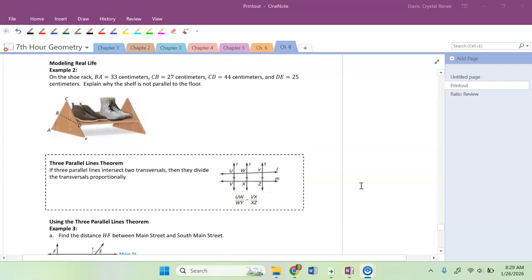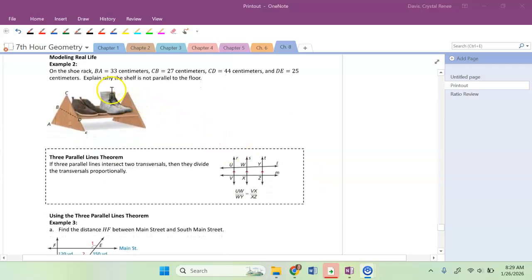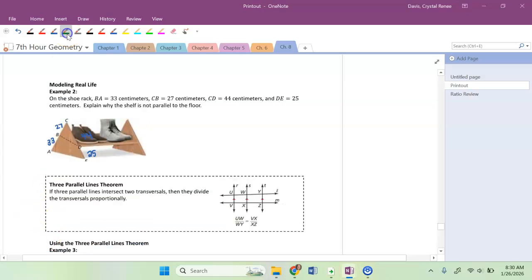Okay, let's look at the converse of this. It says on the shoe rack, BA is 33, CB is 27, CD is 44, and DE is 25. Explain why the shelf is not parallel to the floor. For this to be parallel, these proportions have to be the same. If the proportions are not the same, then it's not going to be parallel. So we need to check to see if they are.